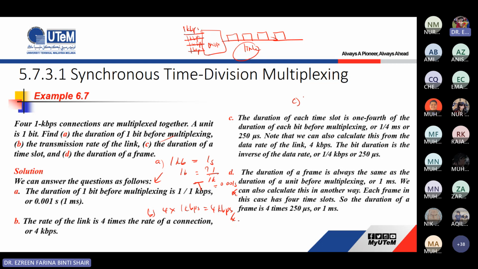The duration of a time slot is actually T over N. Just now we already calculated that T is 0.001, and your N is 4. So your output is actually 250 microseconds. This is the duration of the time slot.